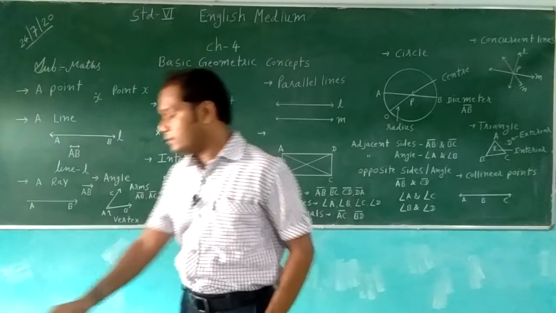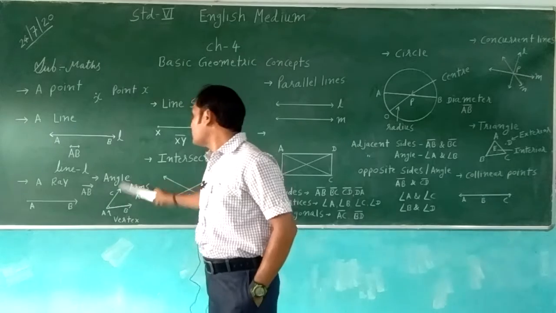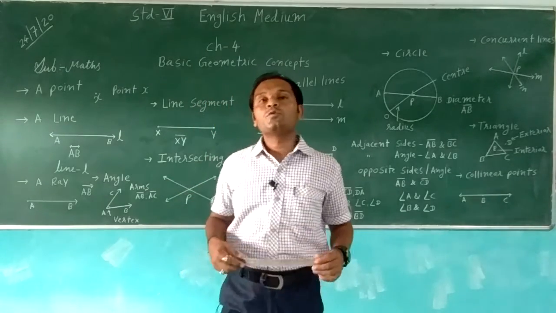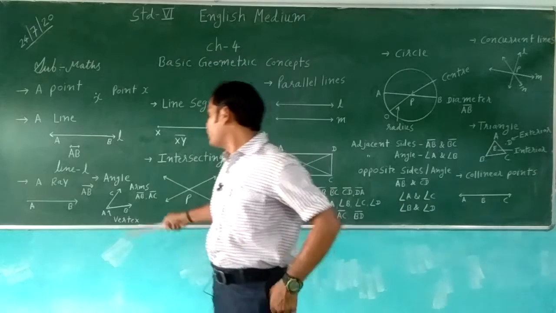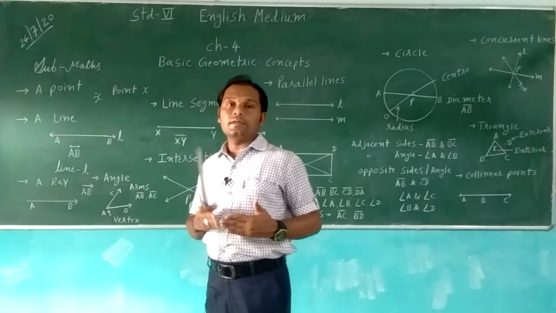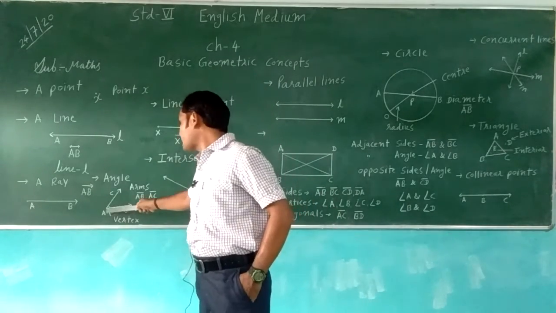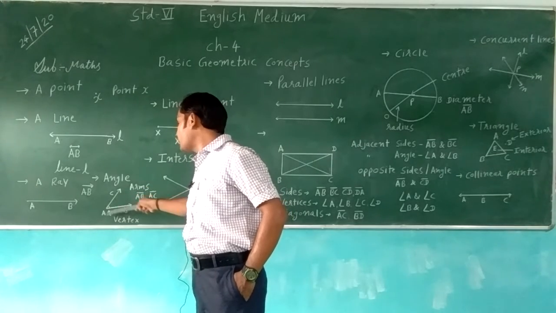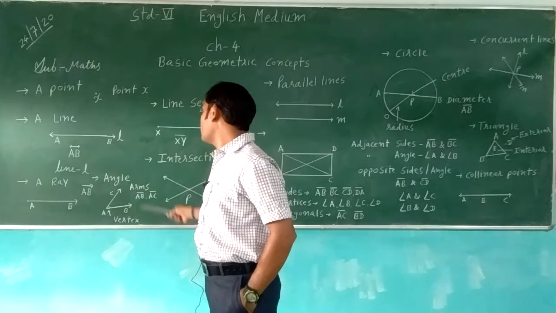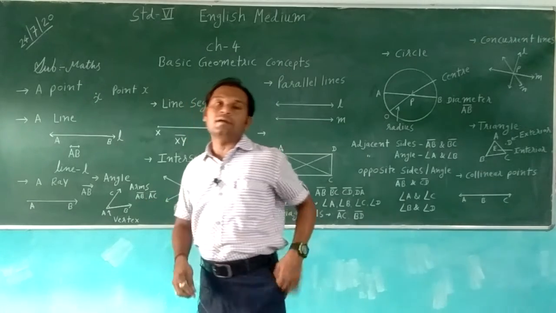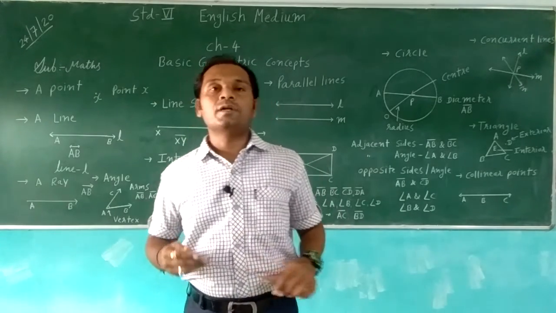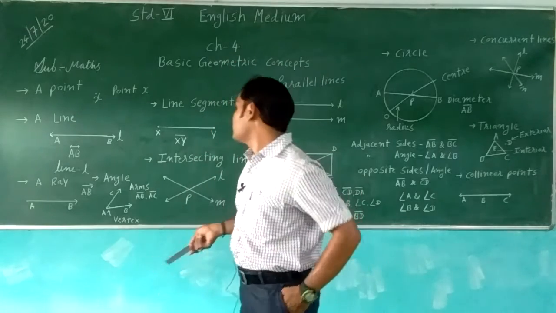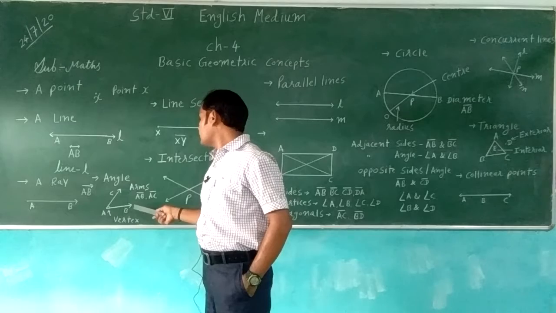Next thing is the angle. An angle is formed when two rays meet at one point. Ray AB and ray AC meet here at this vertex A. So the formation of an angle happens. When two rays meet or intersect at one place, that formation is called an angle.